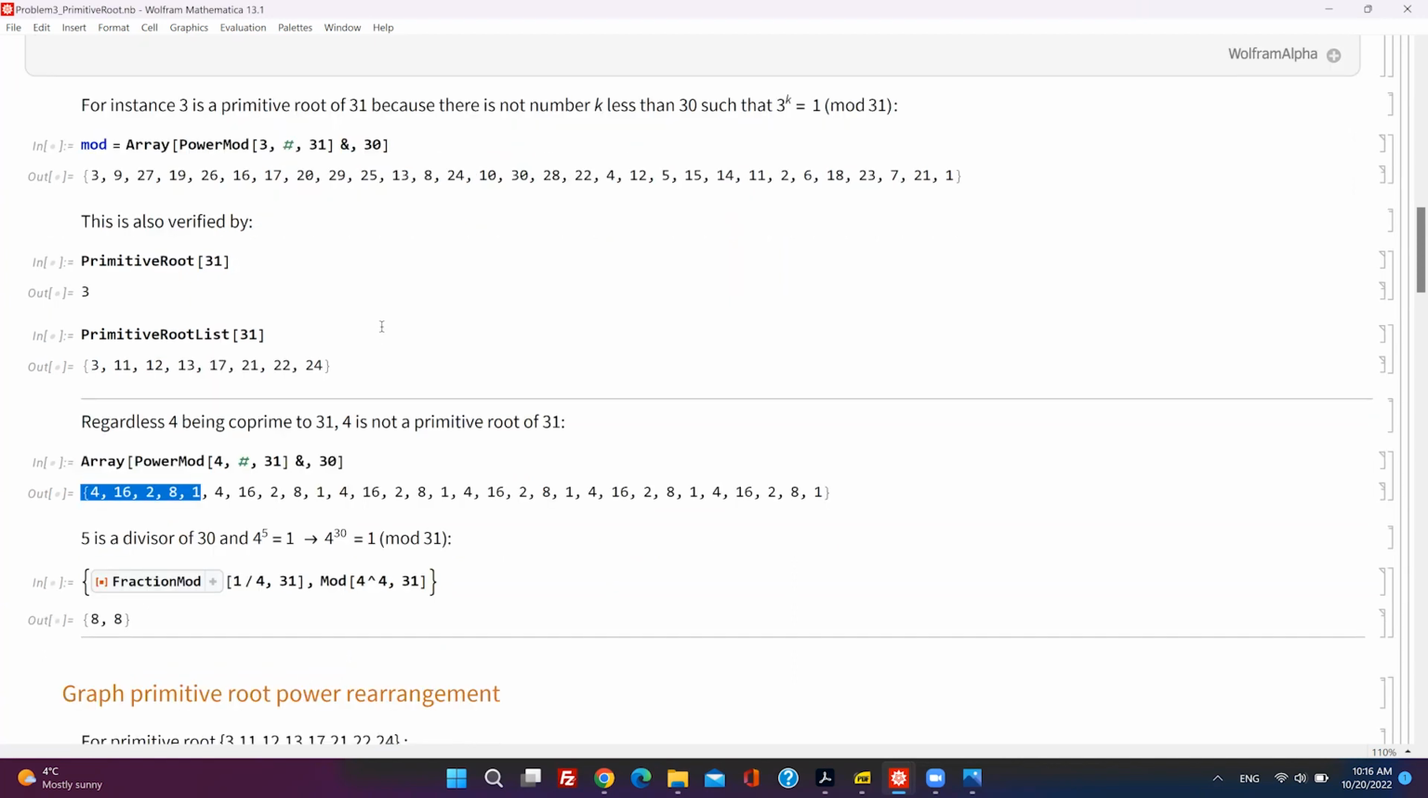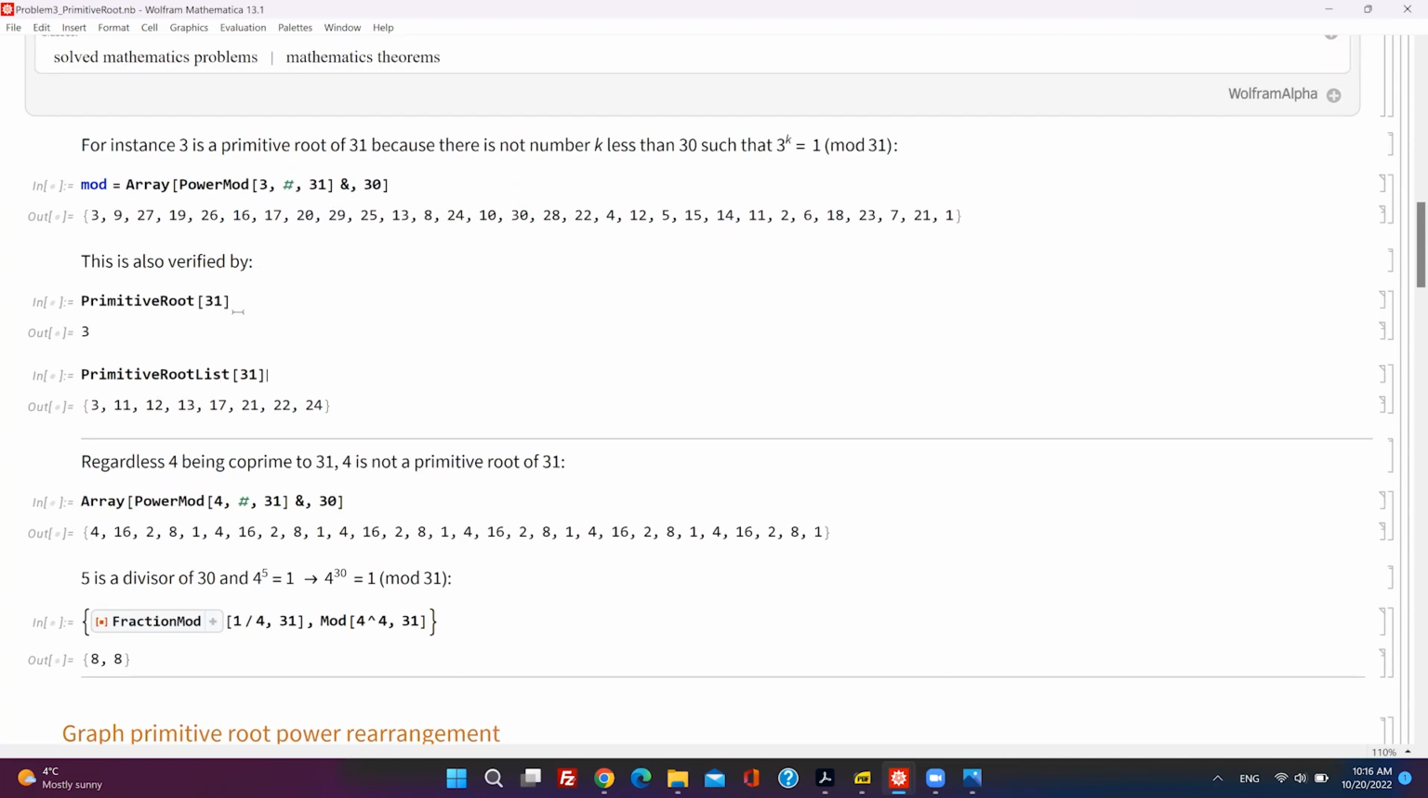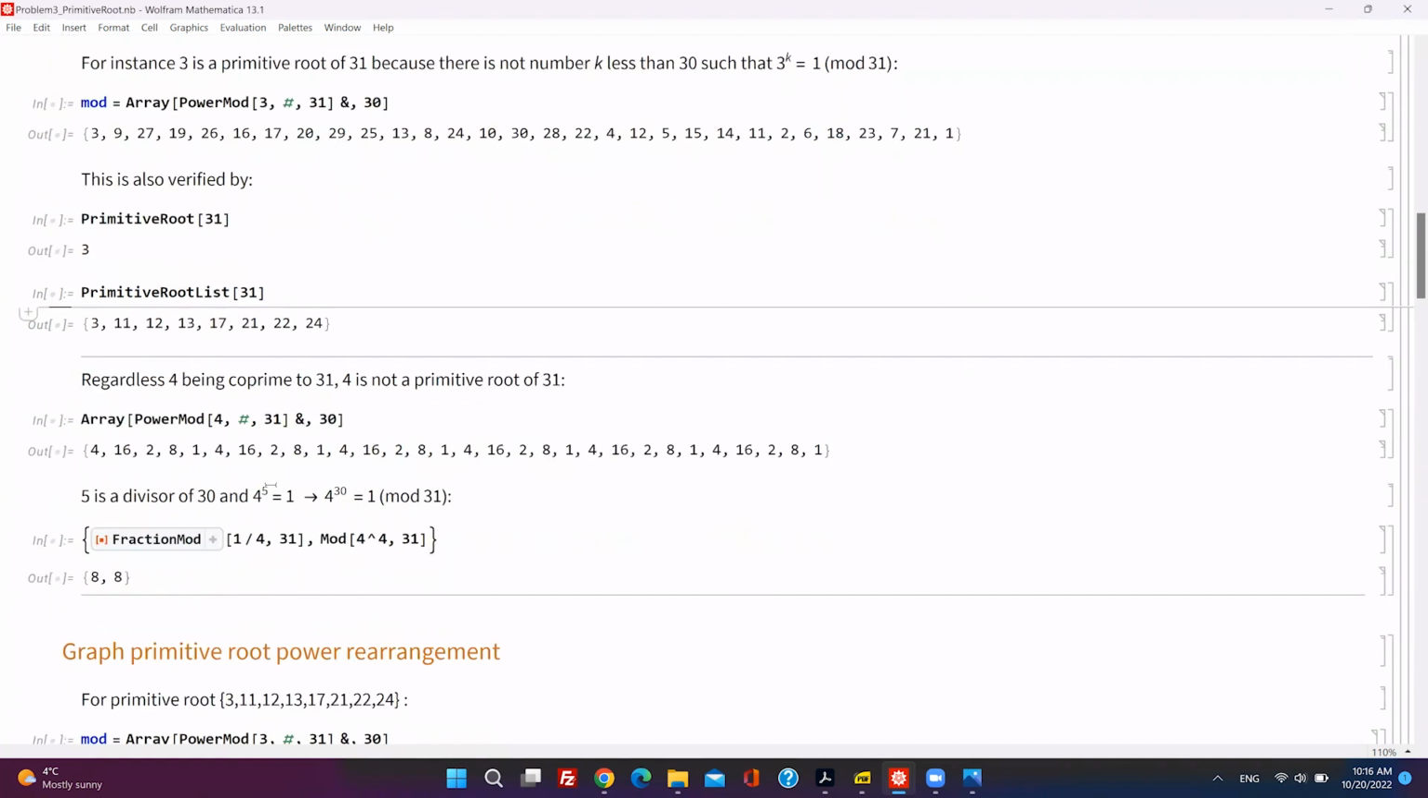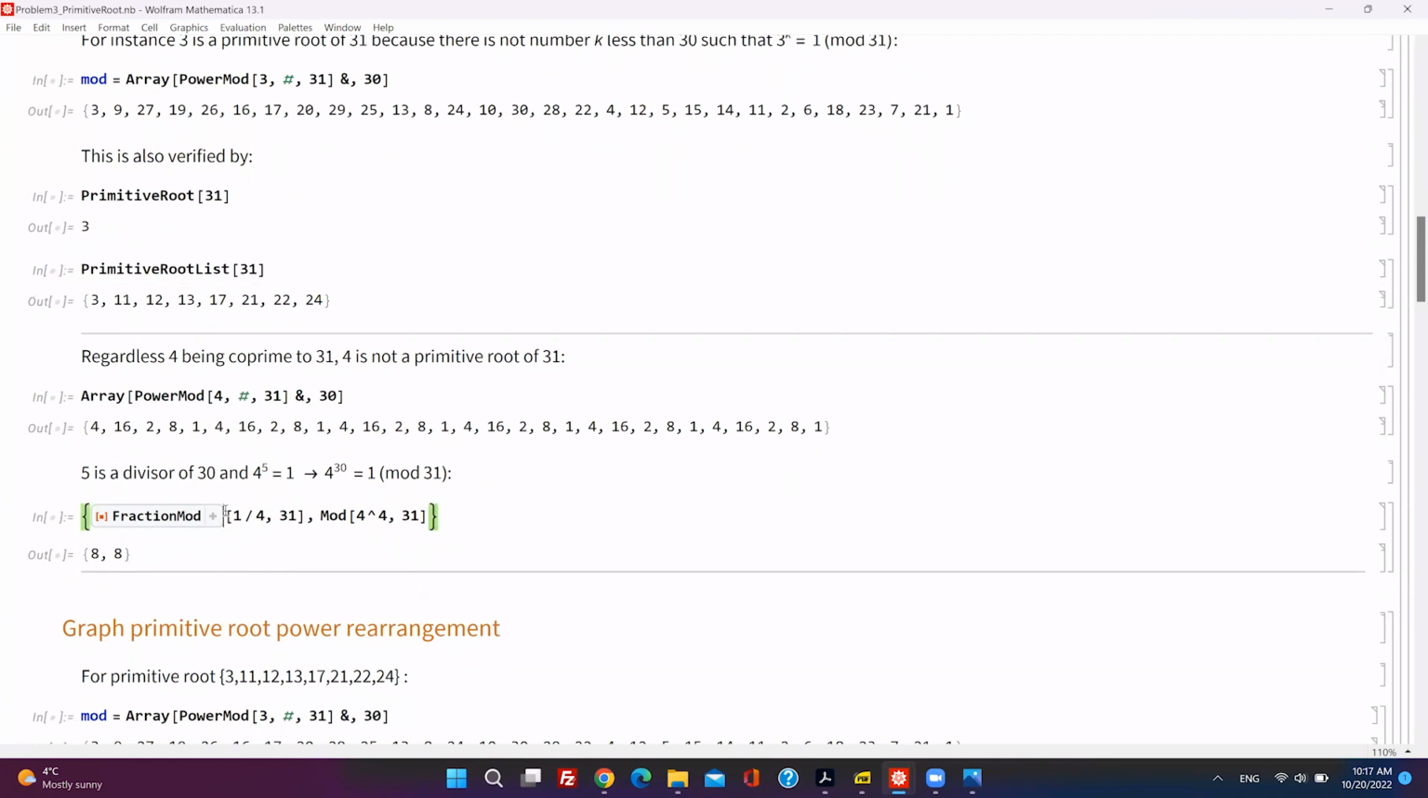So what you do here is take a look at it with a simple calculation. You can find that 3 is a primitive root, which means you must have 3 to the power of 30 to get 1 modulo 31. But it's not alone. You have some other friends here, so you can take a primitive root list and it generates a bunch of numbers that satisfy this. And there's also a very interesting function in the Function Repository.